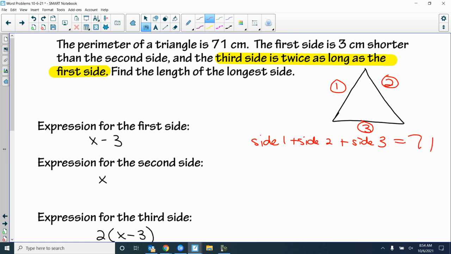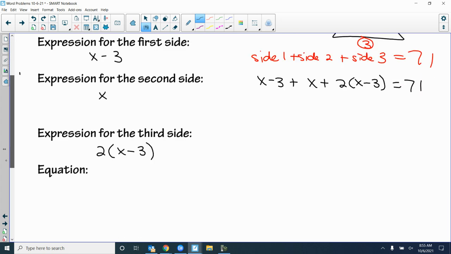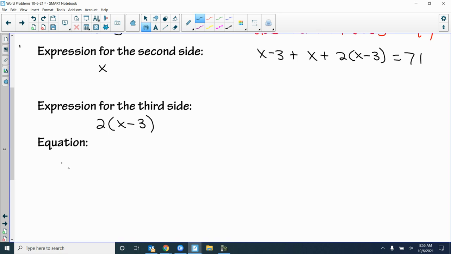So now, what do I put in for side 1? We already have it written here. X minus 3. So put that in there. Plus, what do we put in for the second side? That's just X. Plus, side 3 is 2 times the quantity X minus 3. And now that equals 71. That would be my equation. I'm going to put it here where it says equation, but then I'm going to solve it over there. X minus 3 plus X plus 2 times the quantity X minus 3 equals 71.